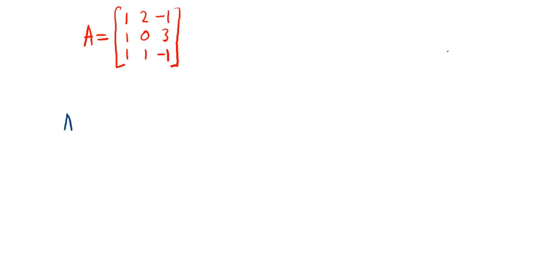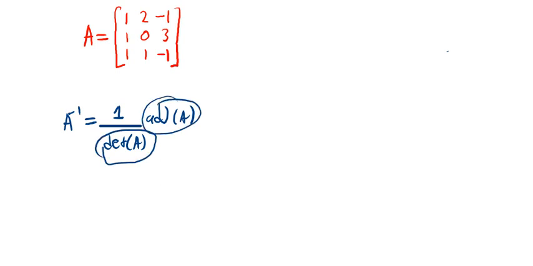We are going to say A inverse is equal to 1 over the determinant of A, multiplied by the adjoint of A. What we really need to find right now is the determinant, and we also need to find the adjoint. I'll explain a little bit about the adjoint when we start finding it, but of course the easiest thing to find first is the determinant.